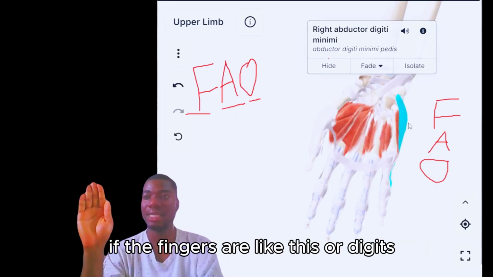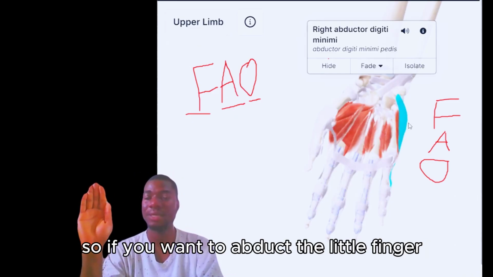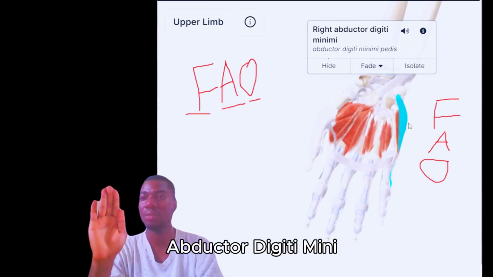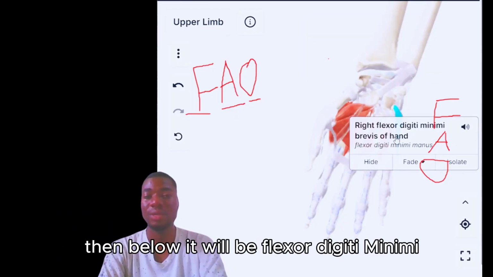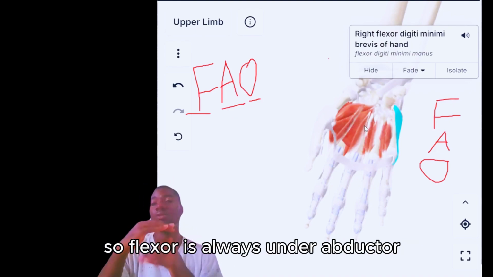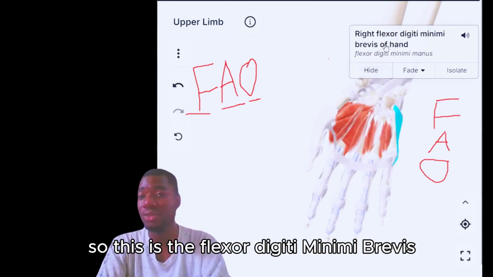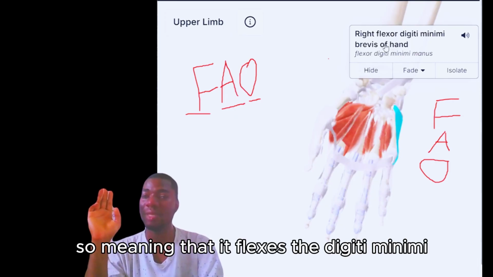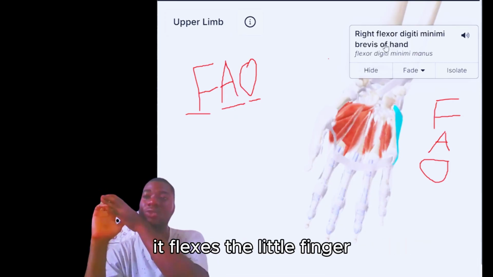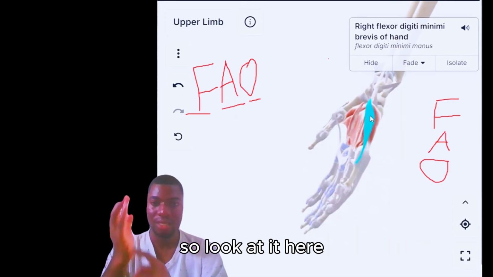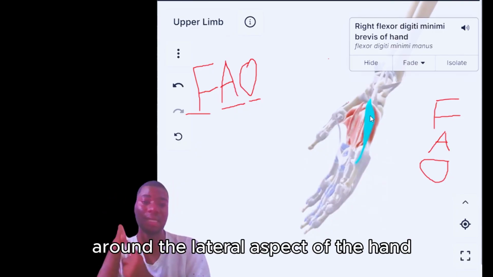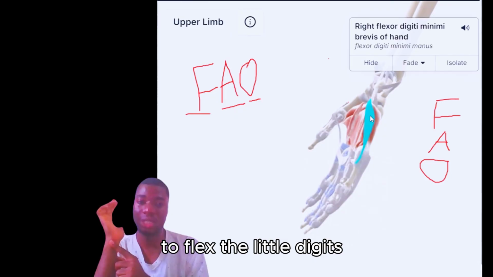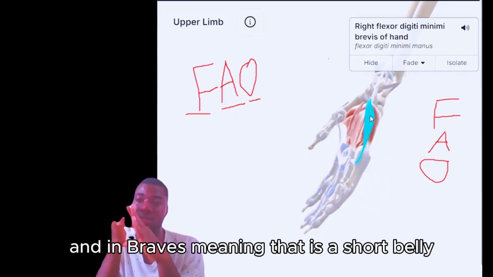If the fingers are like this, or digits, so if you want to abduct the little finger, it is through this movement, abductor digiti minimi. Then below it will be flexor digiti minimi. So flexor is always under abductor. So this is the flexor digiti minimi brevis. So meaning that it flexes the digiti minimi. It flexes the little finger. So look at it here around the lateral aspect of the hand. So that is the flexor digiti minimi brevis, to flex the little digit. And then brevis, meaning that it's a short belly.